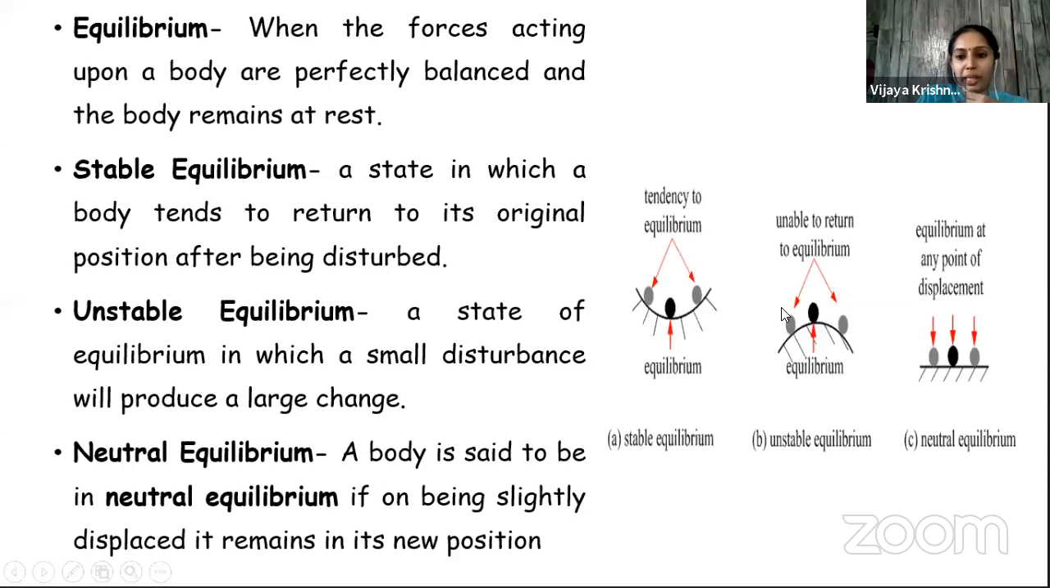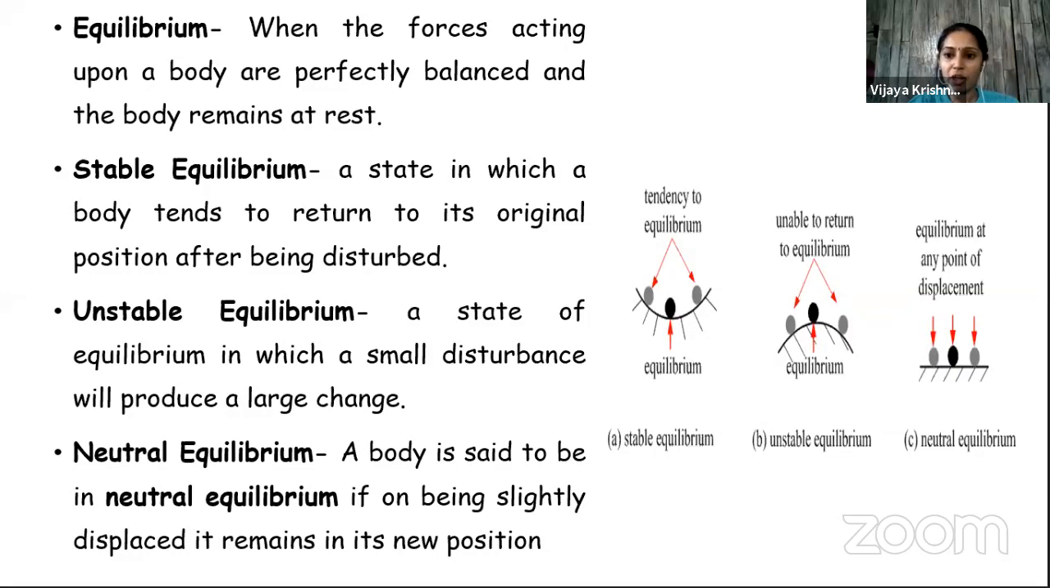Unstable equilibrium, in contrast, is a state of equilibrium in which a small disturbance will produce a change and cause the body to become unstable and not return to the position where it started. Something like this. Here, when you see the body starts here, and if you give it a force, it's going to slide away and never return to its starting position, making it unstable in nature. So this is the unstable equilibrium.